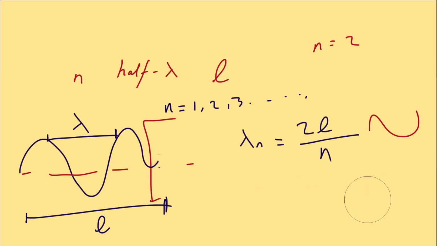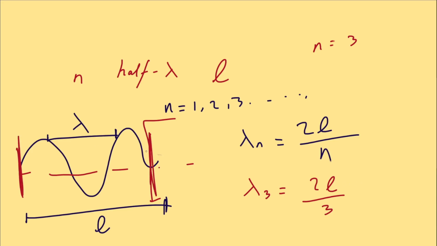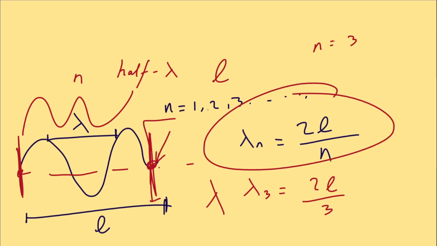If n equals 3, what happens? Well, it would be 2L over 3. So if it's a string that's fixed on both ends, only a certain number of wavelengths can fit on this length of string. They must form nodes at both ends. Remember what nodes are? They're points where there's no oscillation happening. By the way, this is on the free cheat sheet in the description so that you don't have to memorize this formula. Time for the next formula, which is related to frequency.